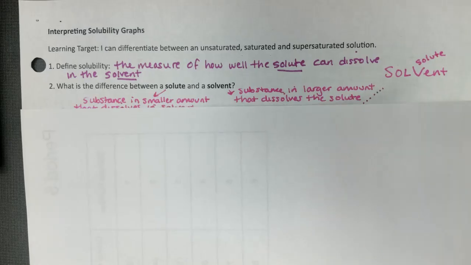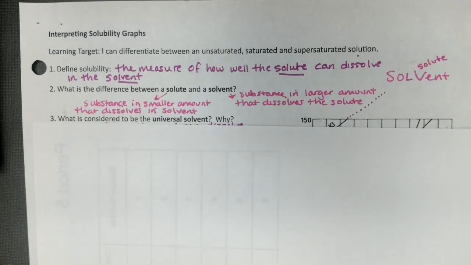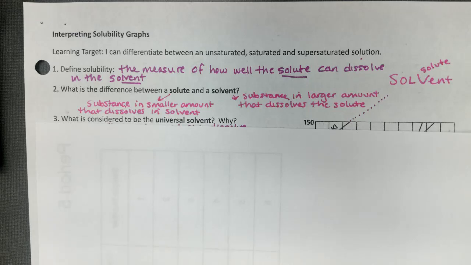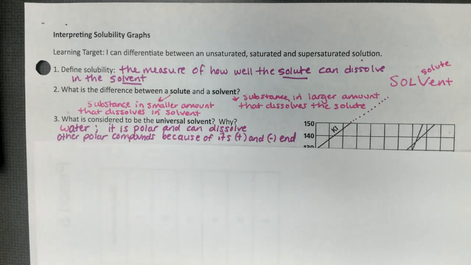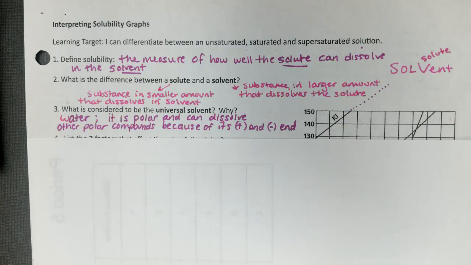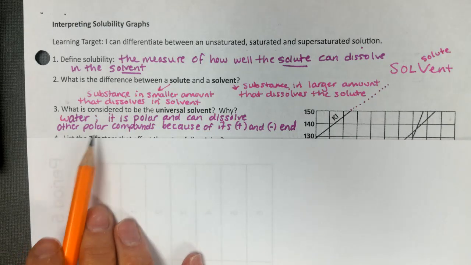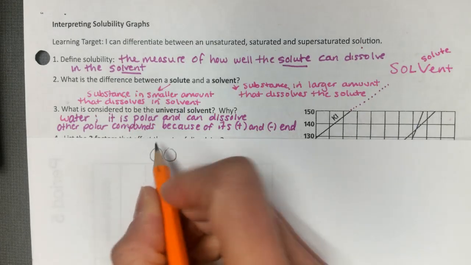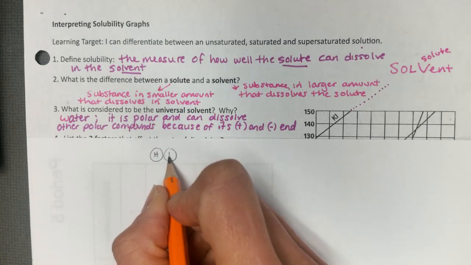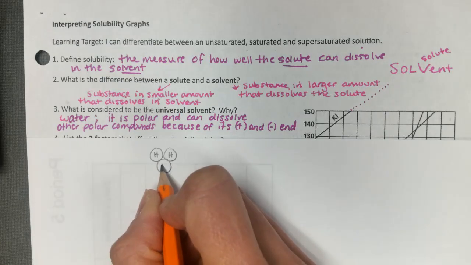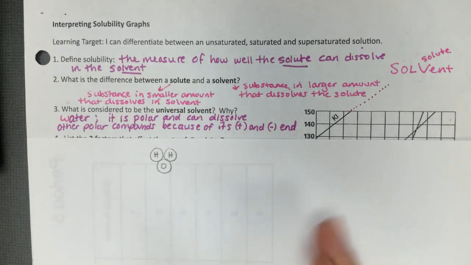Right, so that is the answer actually to question number 2. So we were asking what is the difference between the solute and the solvent. And then for question number 3, why is water the universal solvent? Okay, so water, if you recall, we think about our Mickey Mouse for the water molecule. The ears represent the H's, and then the face represents our O. Okay, so there's our Mickey Mouse.